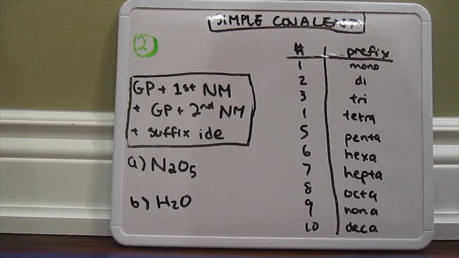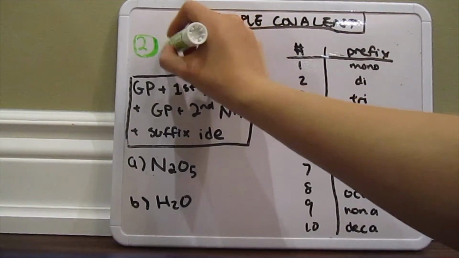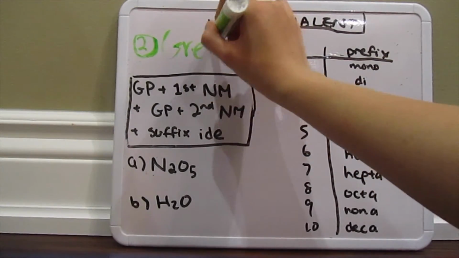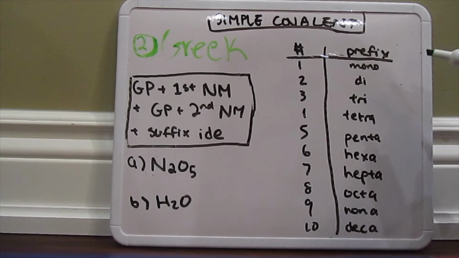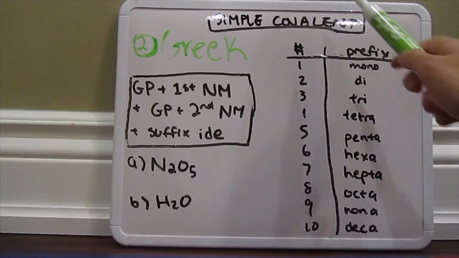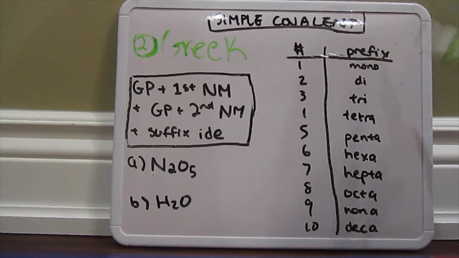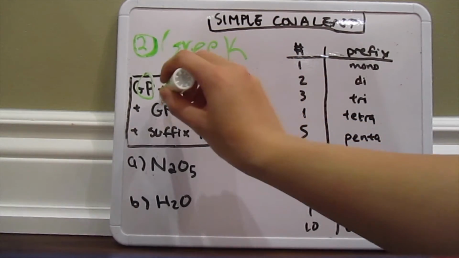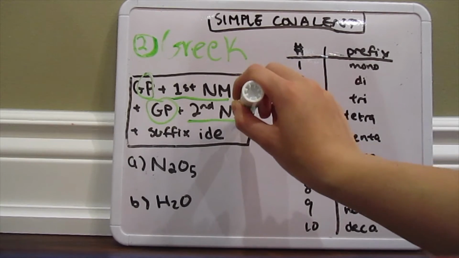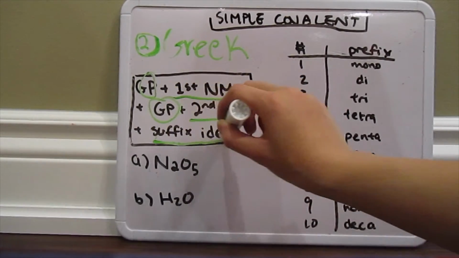The second way we can name simple covalent compounds is using Greek prefixes. To do this, it looks quite complicated, but it's actually, again, very simple. Here is a table of prefixes in Greek that it's important to memorize. Here we have the number of atoms of each element and the Greek prefix that goes along with it. How we name this is we start with the Greek prefix of the first nonmetal, then we have the Greek prefix of the second nonmetal, and we add it again to the suffix "ide."